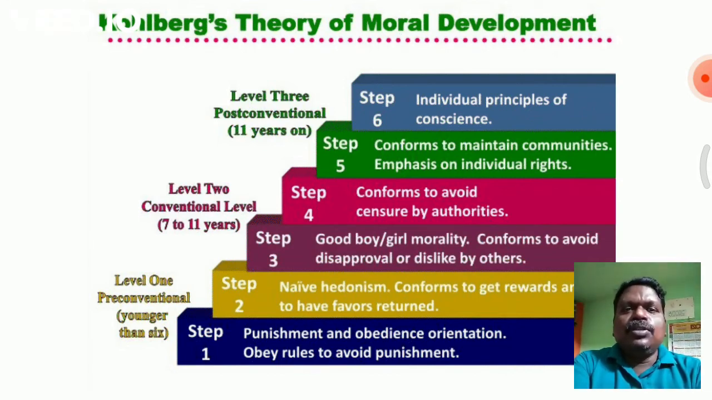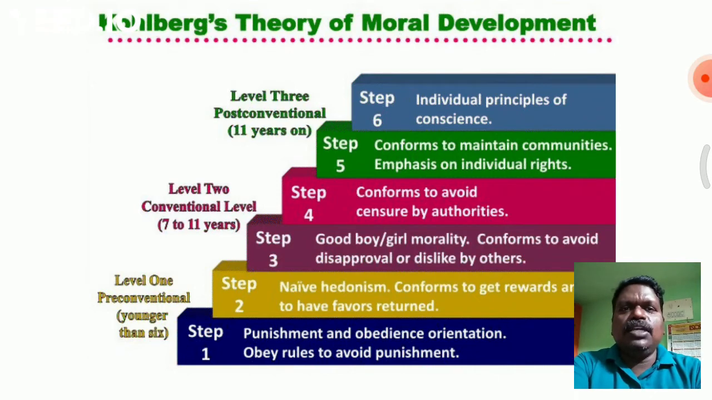So if you grow to the next level, it is about 7 to 11 years. There you can see this child becomes a boy or a girl. So morality now is getting increased or accumulated, aggregated. So conforms to avoid disapproval or dislike by others. This was the statement in step 3. So conforms to avoid censure by authorities. This is the statement in step 4. So by this you can say, they have to do everything by the rules, so they won't get punishment. Then this was the aim being cultivated in this level.